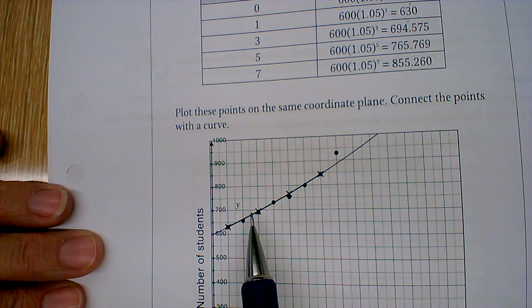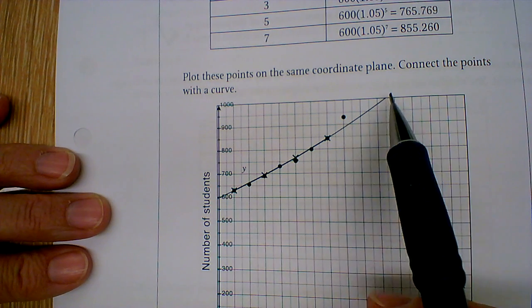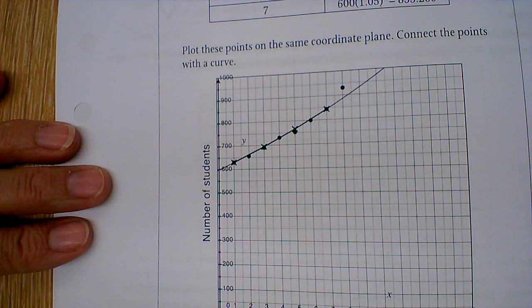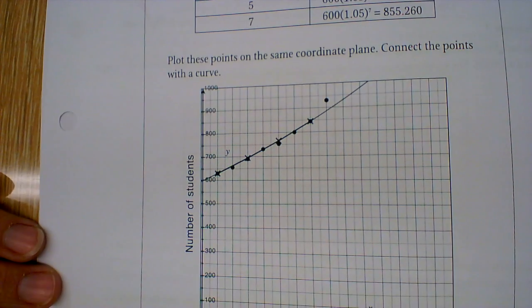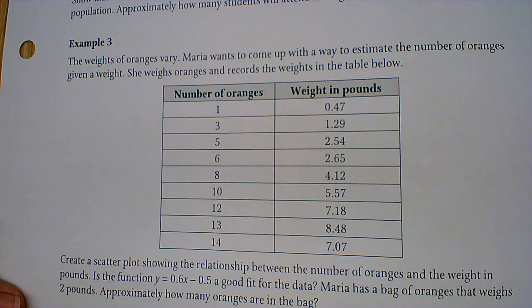I put those data points on my graph. They're listed as x's so as not to confuse them with my points. And then I draw my curve through those. So you can tell when we look at this curve that the function that was provided is a very good fit for these data points.